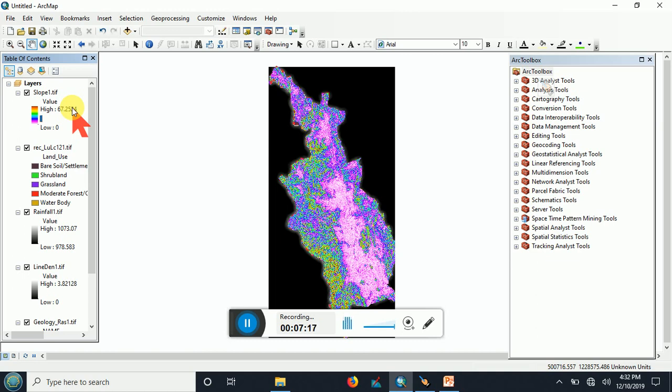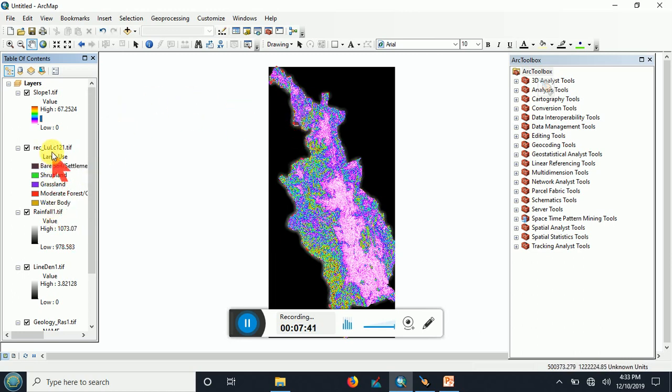So from the groundwater perspective, you can imagine that the lower areas, with those values you can see here, will have a higher groundwater potential because they have low slope, but those areas with this will have a lower groundwater potential.